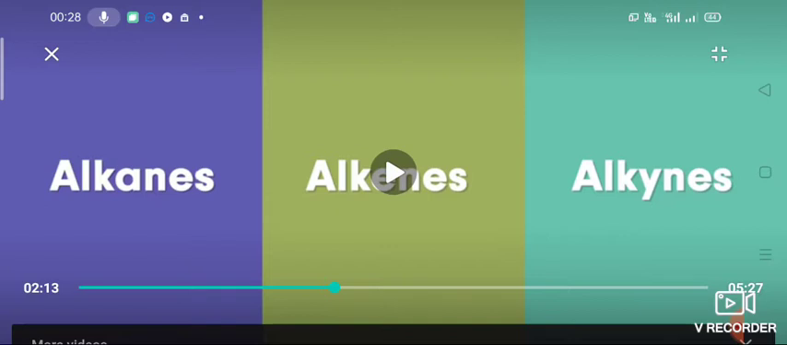Alkyne, next one is alkyne. Alkyne is a hydrocarbon which contains a triple bond. The alkyne general formula is CnH2n minus 2.